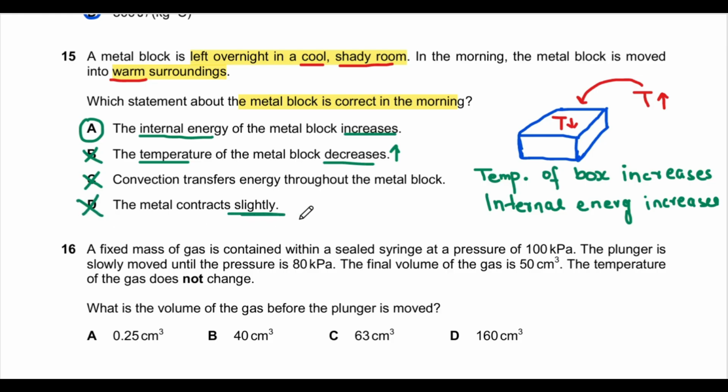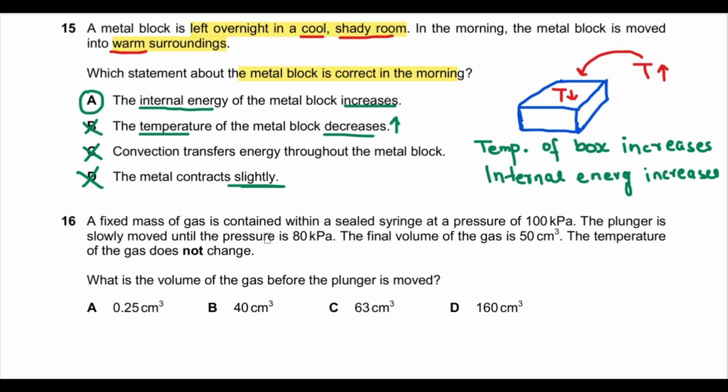No, it expands. Question number 16 says a fixed mass of gas is contained with a sealed syringe at pressure 100 kilopascal. The plunger is slowly moved until the pressure is 80 kilopascal. The final volume is 50 centimeter cube and the temperature does not change. What is the volume of gas before the plunger is moved, or means the initial volume?